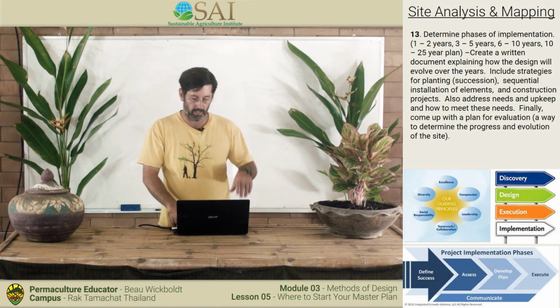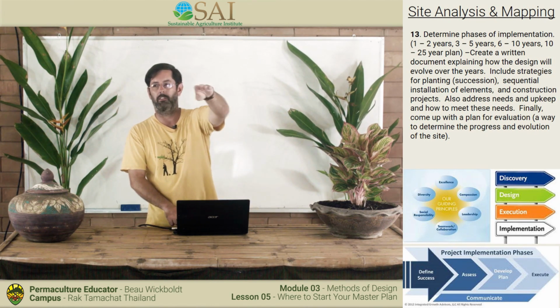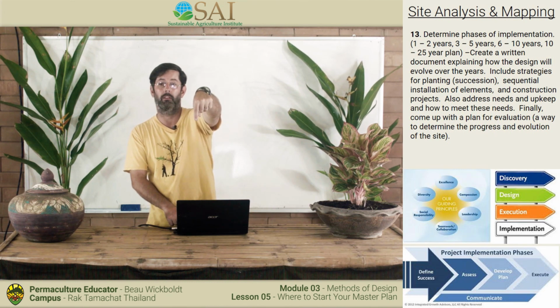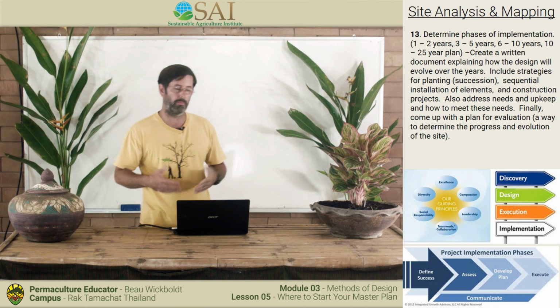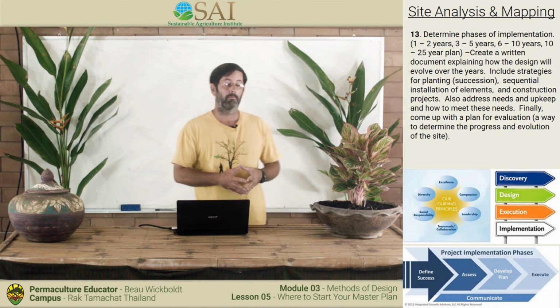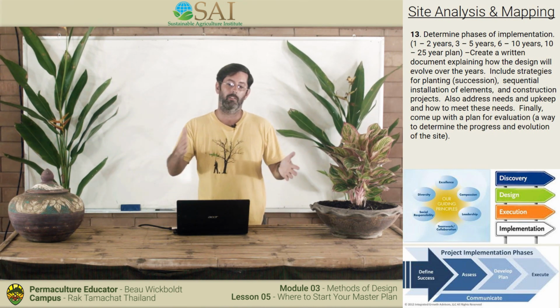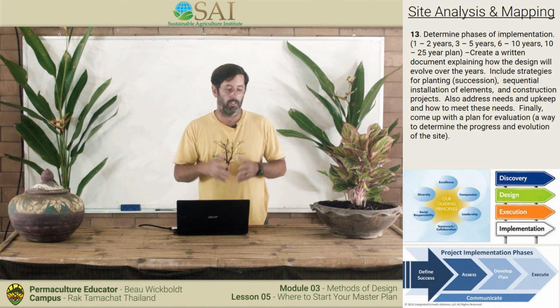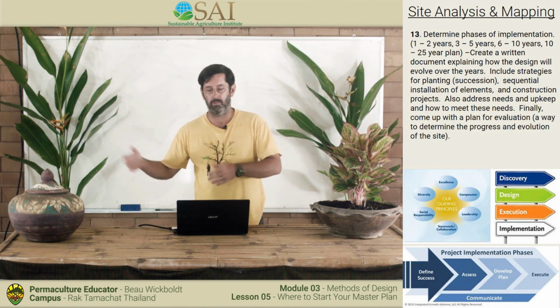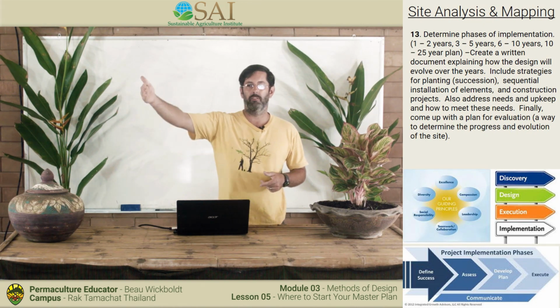So that design might not be finished until 10 years. It takes 10 years to get to there. But how did I get there? So phase 1 might be the first 1 to 2 years. What do I do in the first year to the second year? What do I do in year 3 to 5, right? What do I do year 6 to 10, 10 to 25? Maybe that plan is at 25 years.